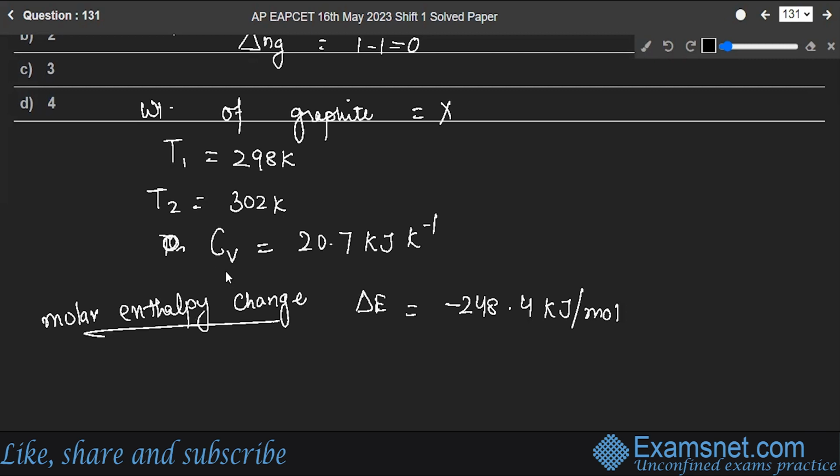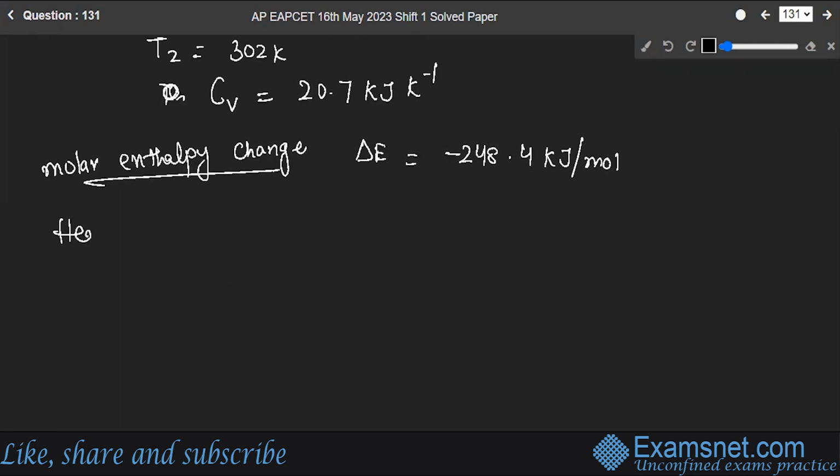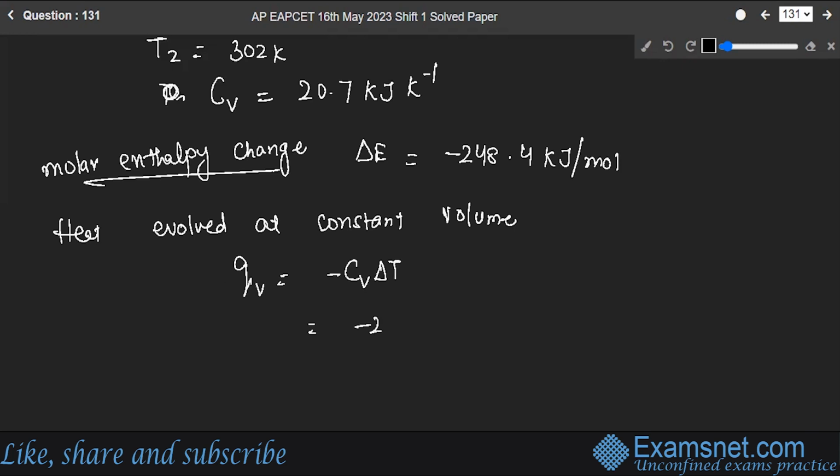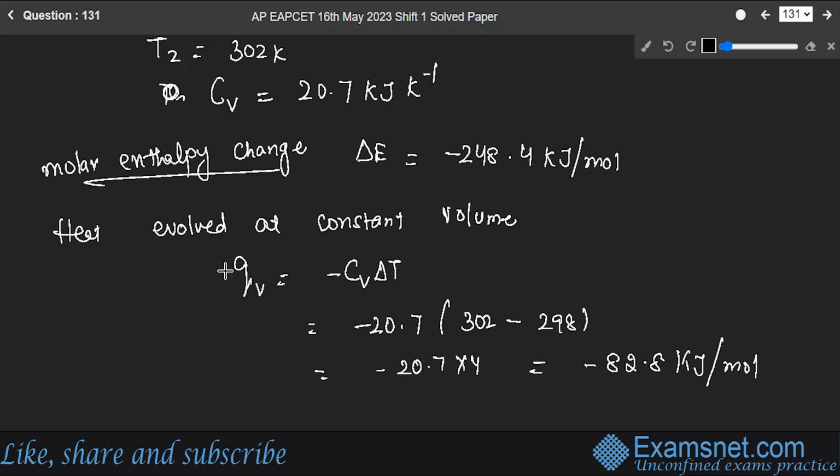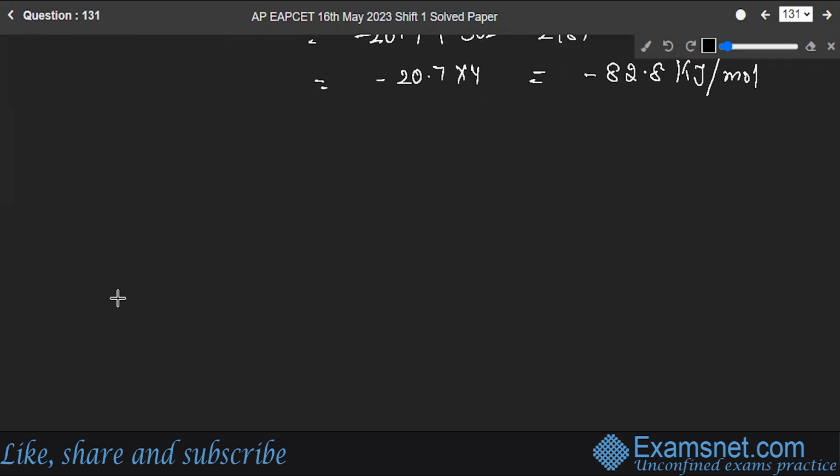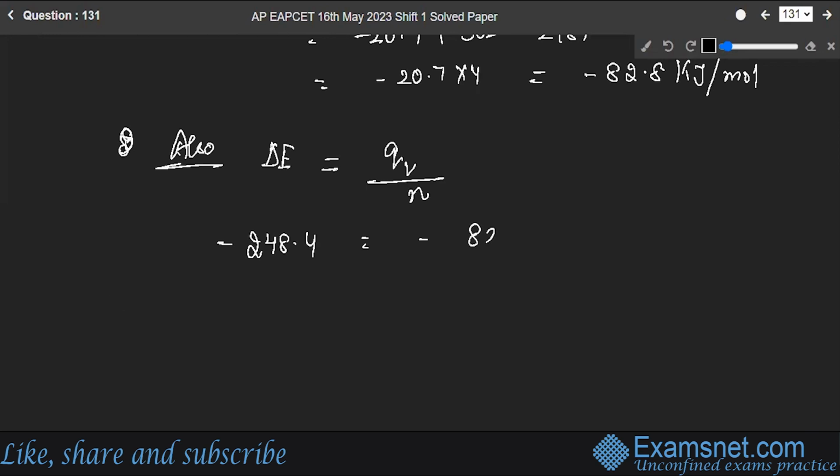Now heat evolved at constant volume is given by QV is equal to minus C delta T. This is equal to minus 20.7 and the change in temperature is this much. This is equal to minus 82.8 kilojoules per mole. So you have delta E. Also, delta E is equal to QV upon N. So minus 248.4 is equal to this.